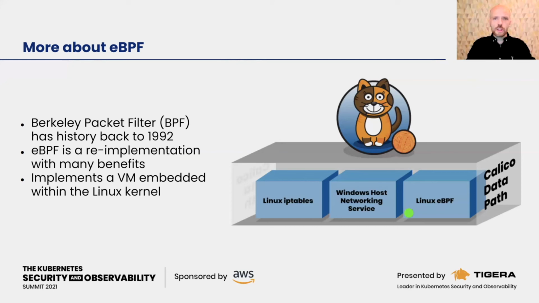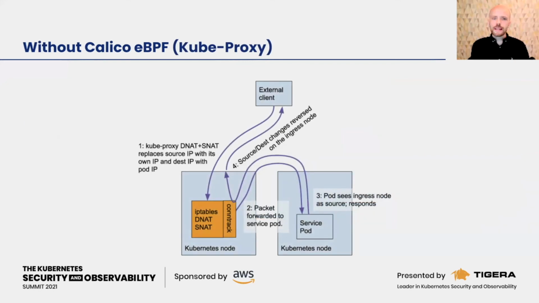So Calico uses eBPF. Let's have a look at how forwarding works with Kube-Proxy without Calico eBPF. In this diagram, we have two Kubernetes nodes and an external client. The external client wants to talk to a service in the cluster. So he hits an IP address, and the IP address is assigned to Kube-Proxy. So Kube-Proxy responds. Kube-Proxy needs to forward the traffic on to a service pod. So the first thing it does is destination and source NATs the IP addresses in the traffic and forwards the traffic on to the service pod.